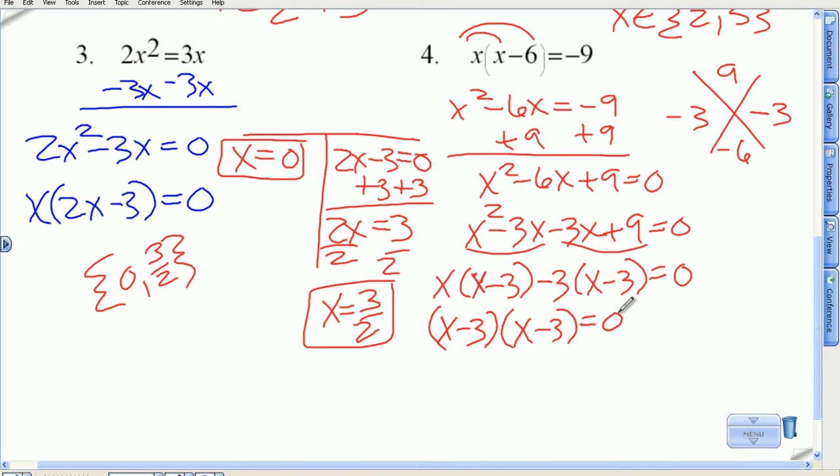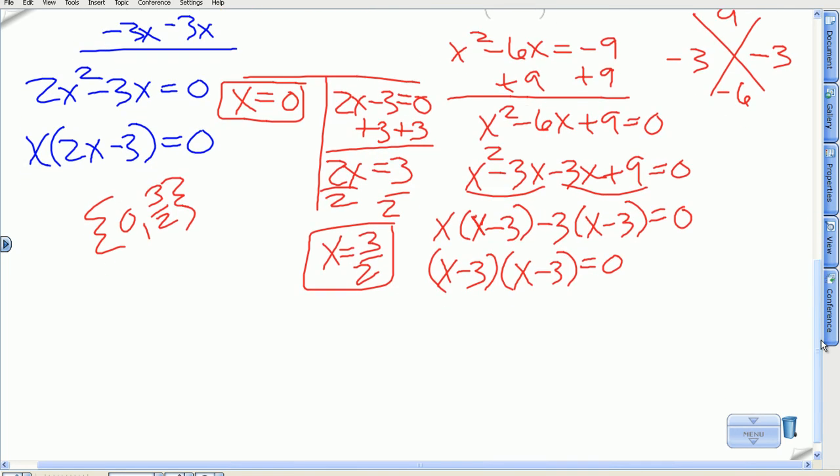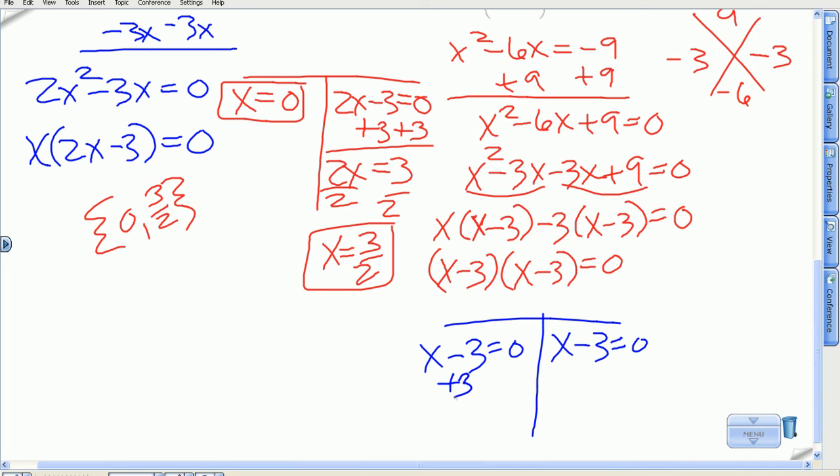So in my t-chart, it would be a little bit unusual to make a t-chart and have x minus 3 equals 0 in both of them. However, for the purpose of this exercise, I would do it. Typically, I don't think I would. I'd probably skip that and just do one of them, because there's only one answer.